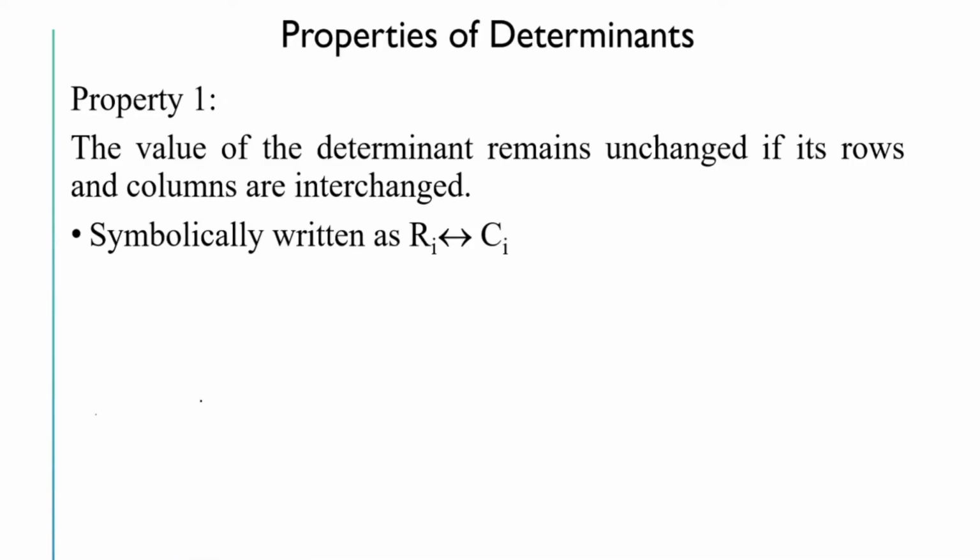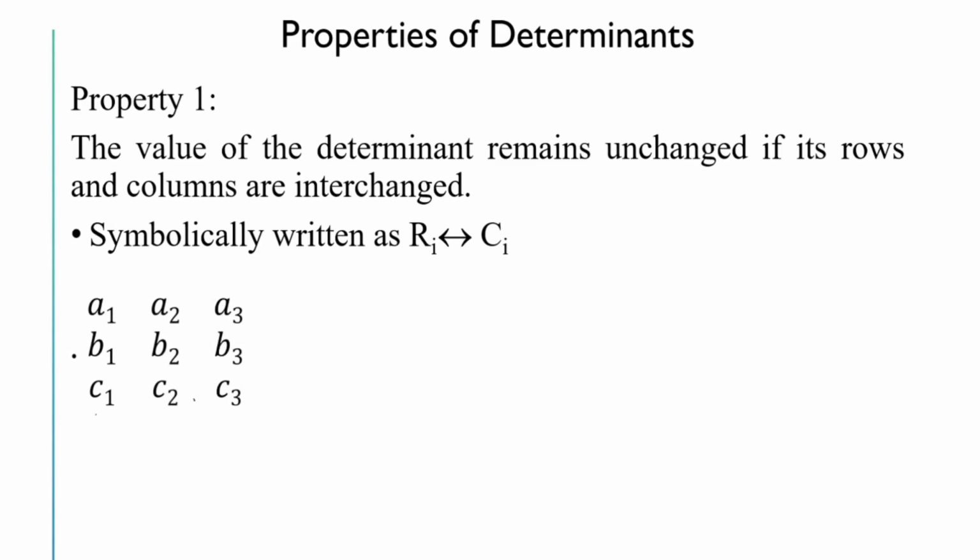The first property is the value of the determinant remains unchanged if its rows and columns are interchanged. So if we interchange the rows and columns, that is if rows become columns and columns become rows, then in that case the value of the determinant remains unchanged.